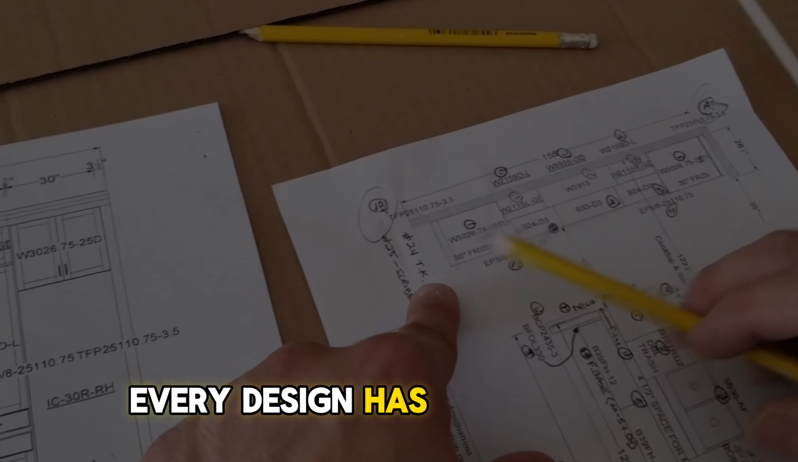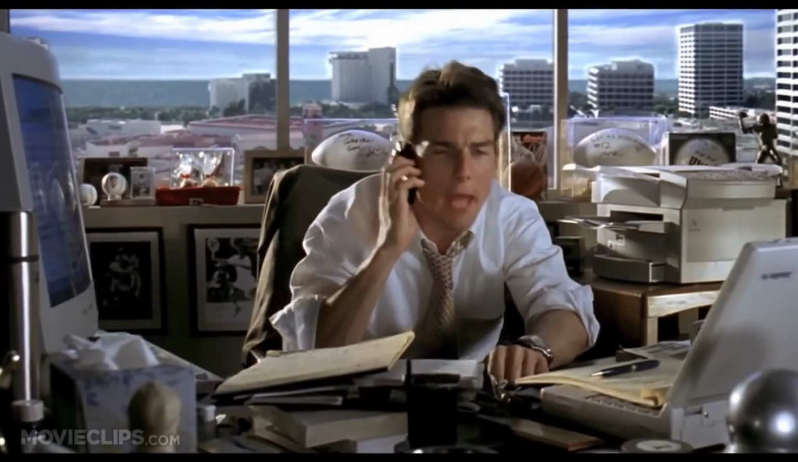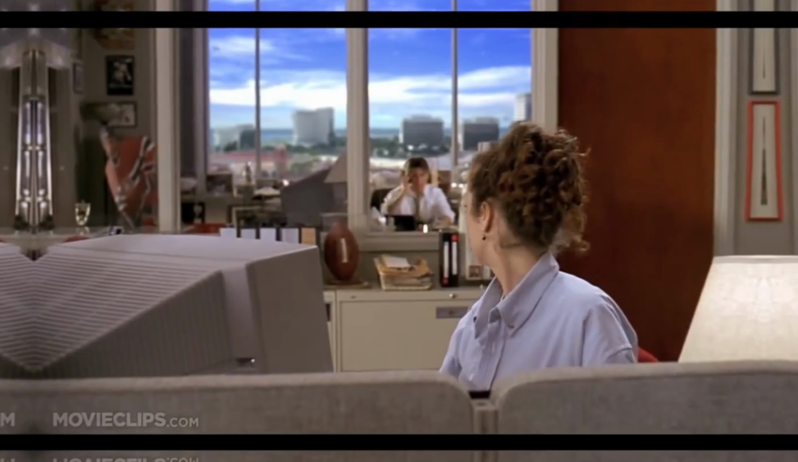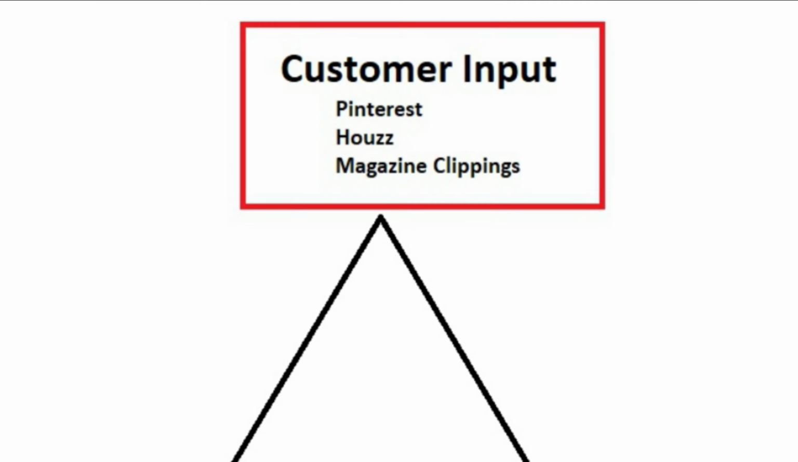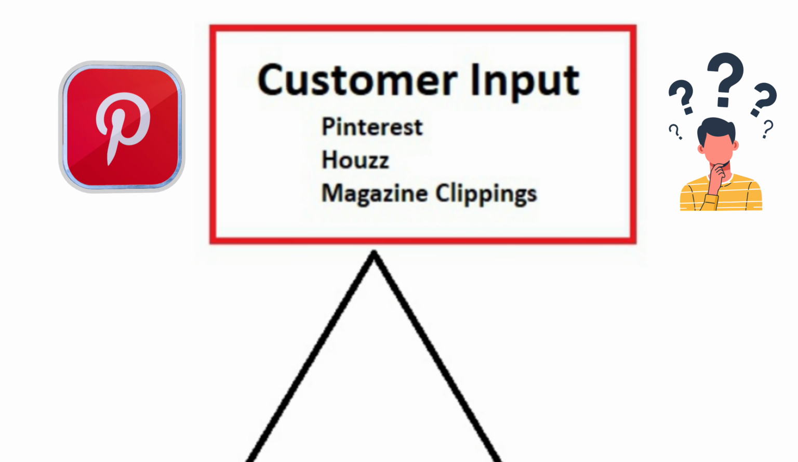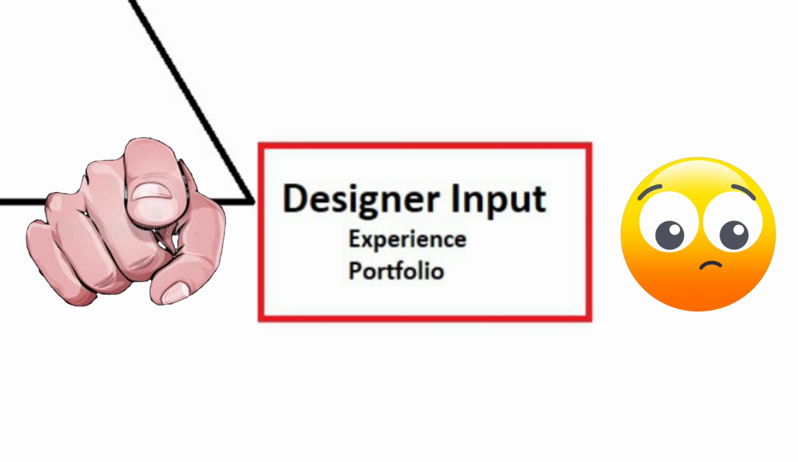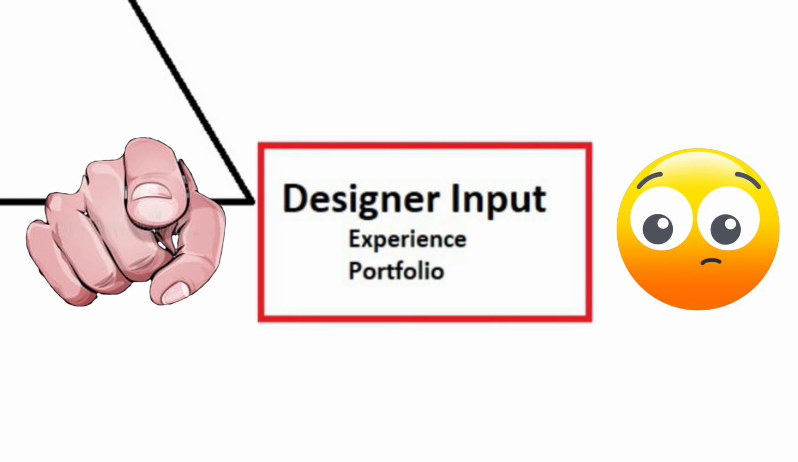Every design has three parties: the customer, the designer, and the wallet. In this triangle, we have three nodes. The customer needs an input, where they'll bring inspiration photos from Houzz, Pinterest, or magazine clippings. Then there's you, the designer, who has to break the bad news that everything they want won't fit in their home. Then there's the buzzkill, your budget.